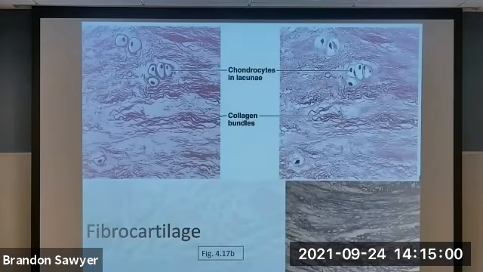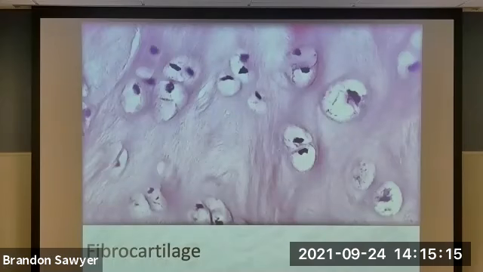Okay, so here's what it looks like. Definitely less densely packed with chondrocytes. We can see a lot more protein fibers here. Okay, so it's very fibrous, fibrocartilage, very fibrous. There's another closer up image of it there.